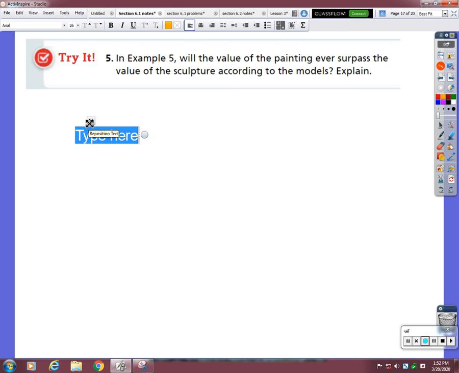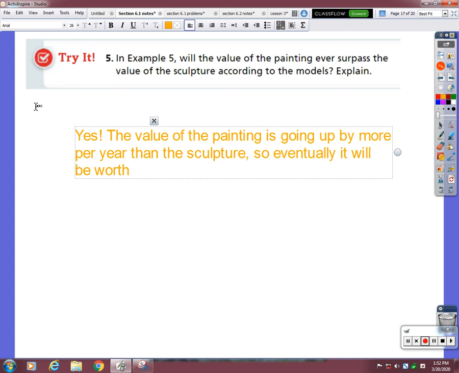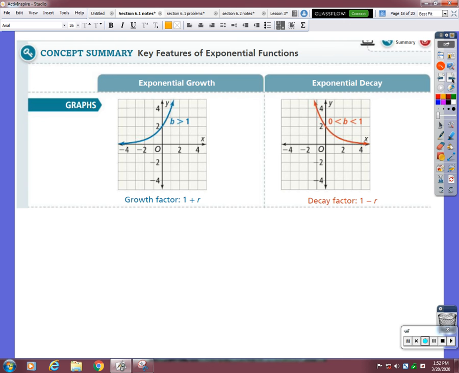Will the value of the painting ever surpass the value of the sculpture? Yes. The value of the painting is going up by more per year than the sculpture. So eventually it will be worth more. And again, we'll learn some math later to figure out how to do that. All right, so that's all we got.